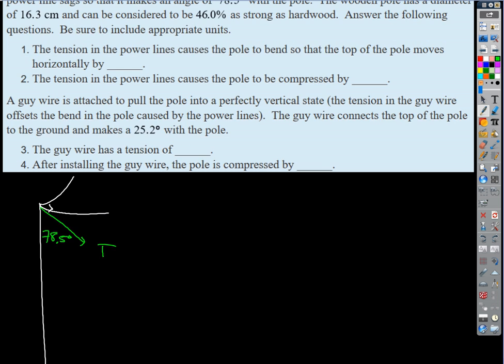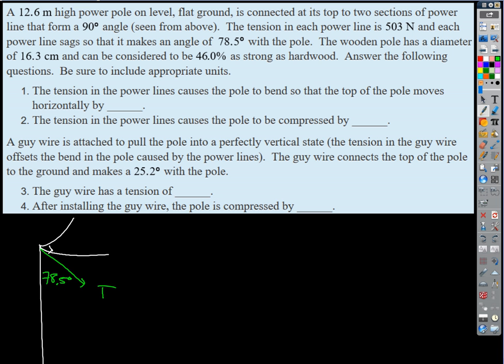They give us the moduli for all these here. They're telling us it's a wooden pole. Give us the diameter. The wood can be considered to be 46% as strong as hardwood, and hardwood's on our chart. Answer the following questions. So what's the tension in the power lines? What the tension in the power lines causes the pole to bend so that the top of the pole moves horizontally by how far? Okay. First, we got to know what's the tension in the power lines.